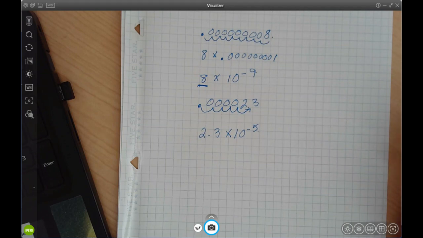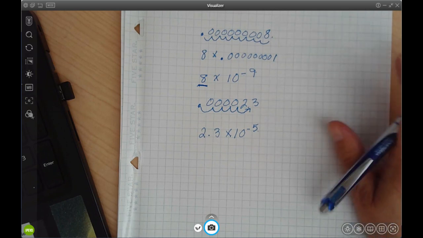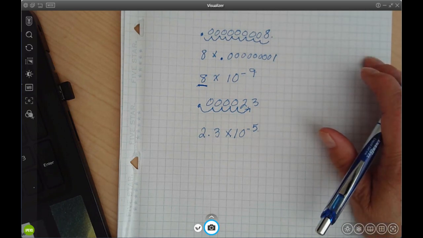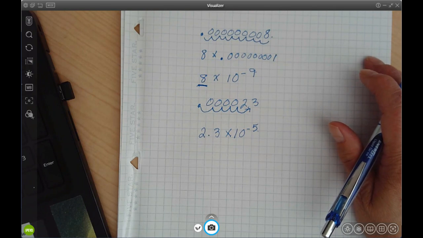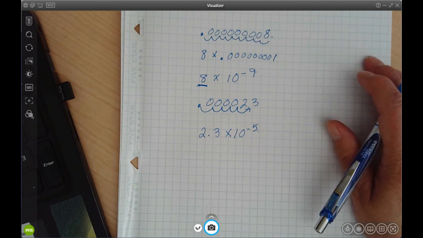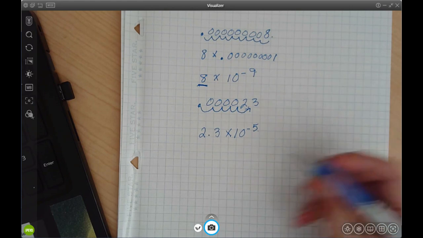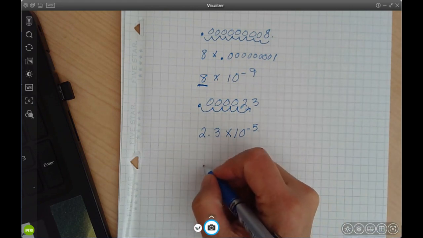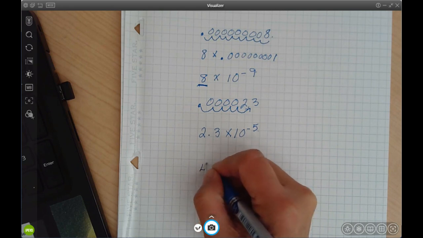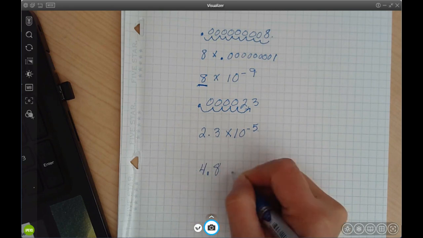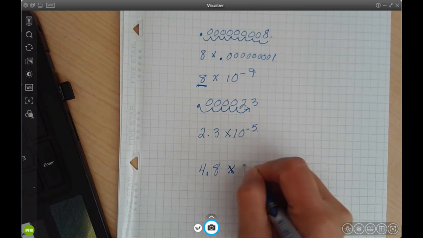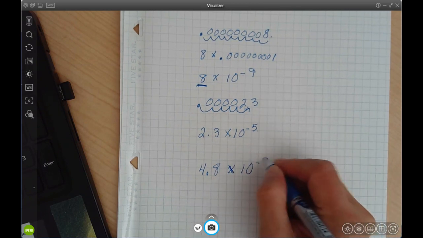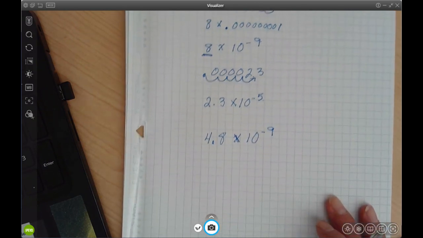I'll do one more, and then we'll do a couple of quick examples in the book, and then I'll teach you how to compare numbers written in scientific notation, and tomorrow I'll make a video for you on operations. All right, so let's go the other way. Say I have a number written in scientific notation, and I have to convert it to standard form. Standard form means just write it as a number.